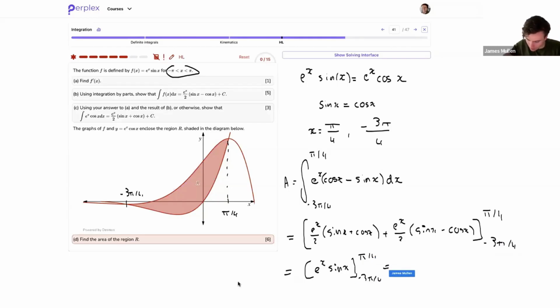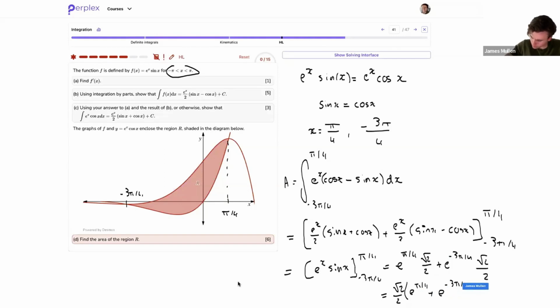All right. And that gives me e to the pi over 4 times sin of pi over 4, which is root 2 over 2, minus e to the negative 3 pi over 4, times sin of negative 3 pi over 4, and that is negative root 2 over 2, so this is just plus root 2 over 2 again. And so that's an acceptable form for my final answer. I can also just factor out the root 2 over 2: root 2 over 2 times e to the pi over 4 plus e to the negative 3 pi over 4. Okay, that's my answer. Any questions about that?